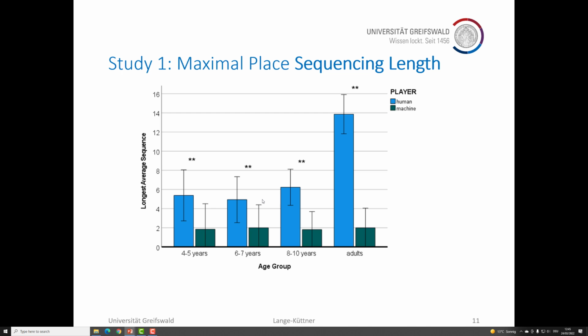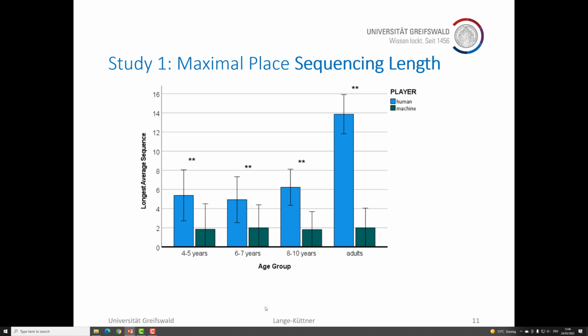Now we come to the maximal place sequencing length. So we measured how long the sequence of places was, which was colored in one after the other. The condition was that they had to have one side in common, and it could go to the left or right or up and down, but they had to be consecutively colored in, and that could be measured.